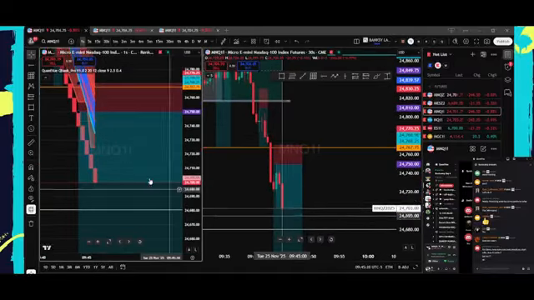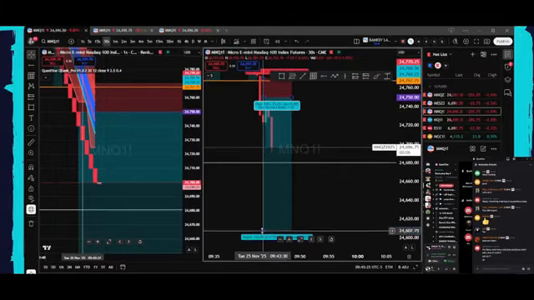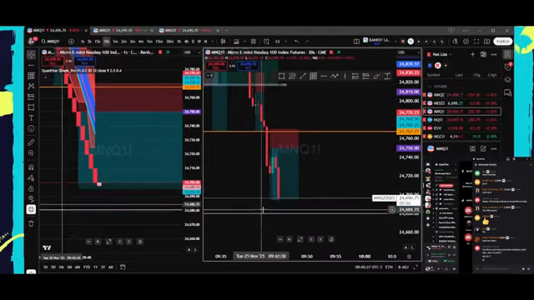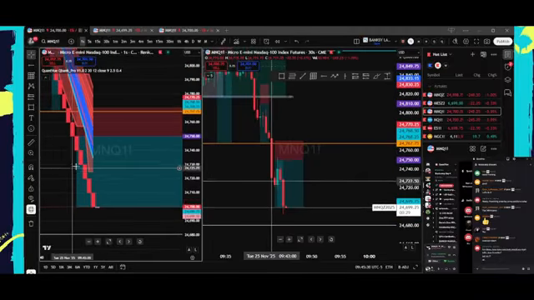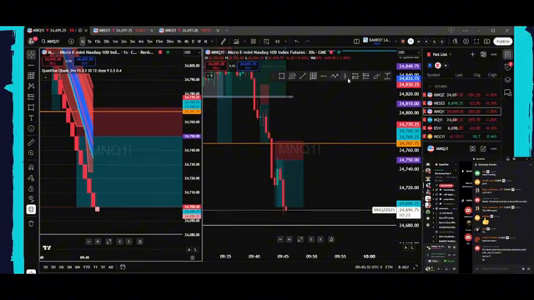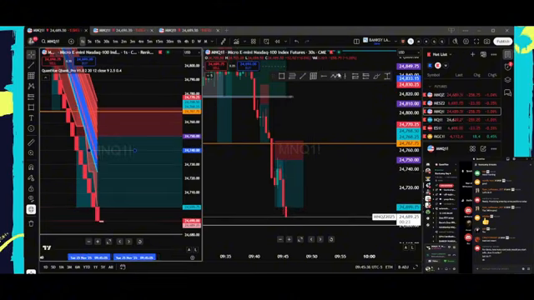Right now already we have a 1, 2, 3, 4, 5 box move, 50-point move, and you can be done for the day if you wanted to, right? Or take partials and now your stop loss is up here at 740. This is your stop loss here based off of the Q line, right?